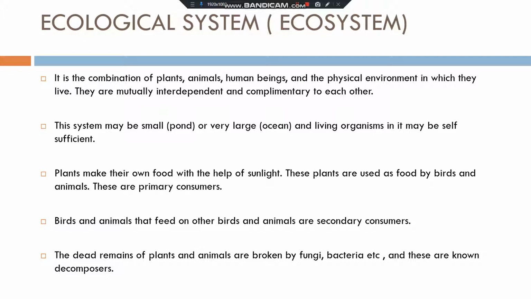All these life forms are interdependent on each other. Okay, like herbivorous animals eat plants, carnivorous animals eat other animals, humans eat plants and animals also. So they are all interdependent.